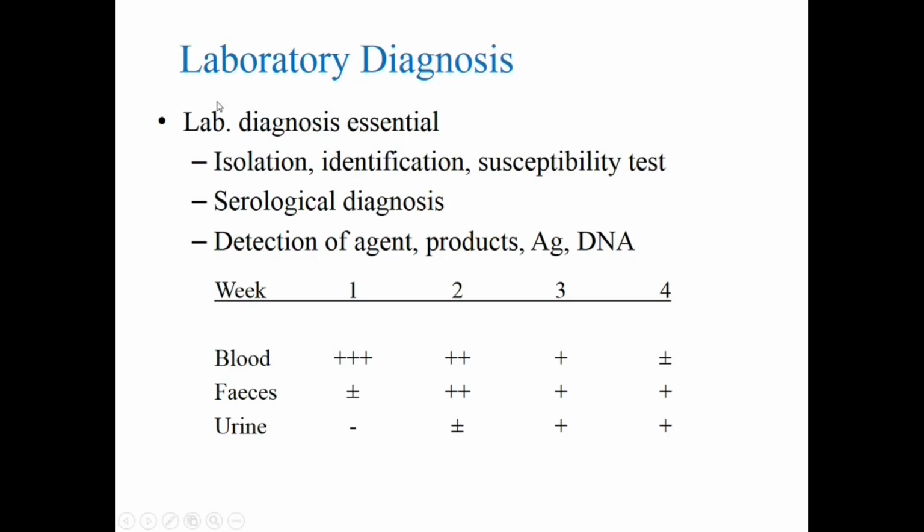So this is just a gist. Laboratory diagnosis essentially would consist of isolation. Isolation means you would culture artificially in the laboratory. You would take the concerned sample, whether it's blood, stool, urine, scrapings from the rose spots, or the intestinal contents. You would have to isolate. That means you have to grow it.